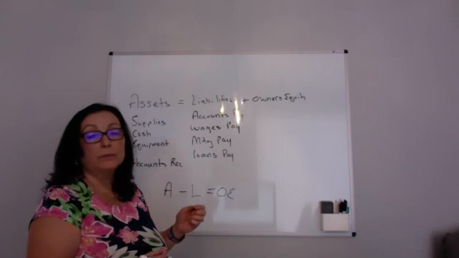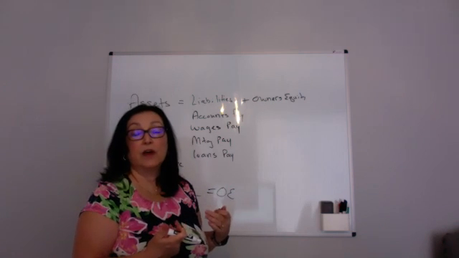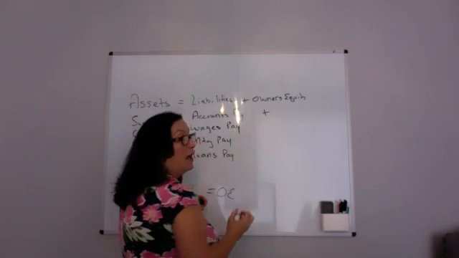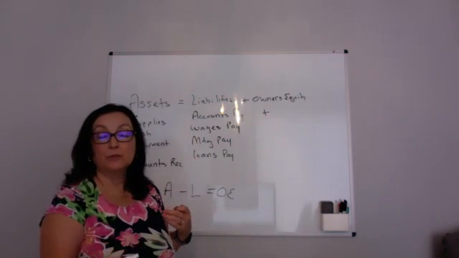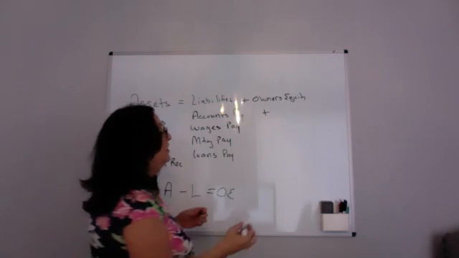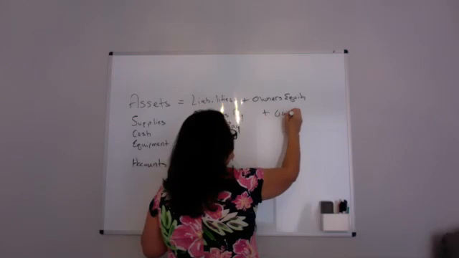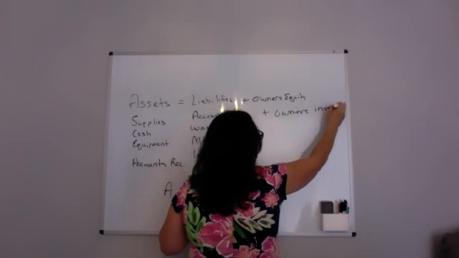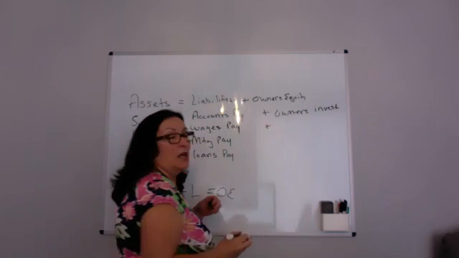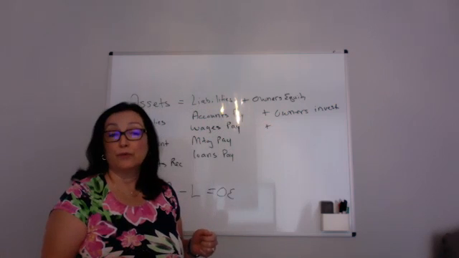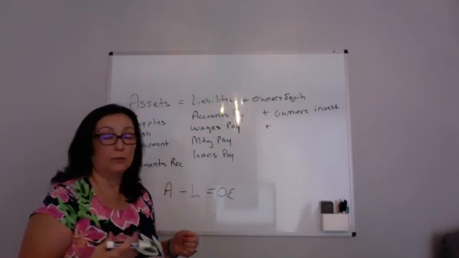There are 4 items that we need to discuss that affect owner's equity. The first one is when the owner makes an investment in the business, contributes assets to the business. So that's the owner's investment. The other item that increases owner's equity is when the business earns revenue, provides a service, sells a product.